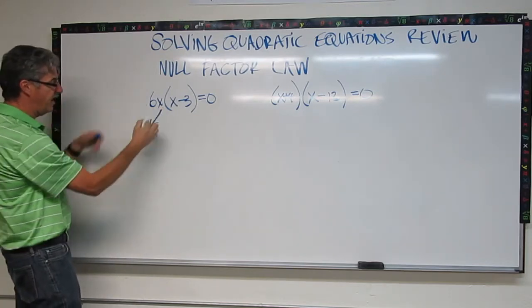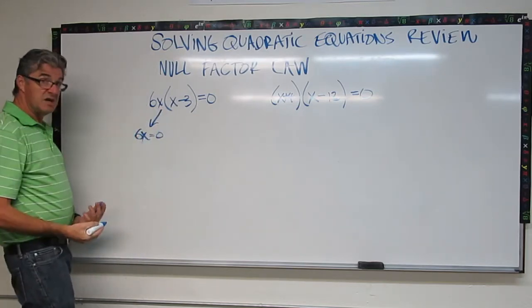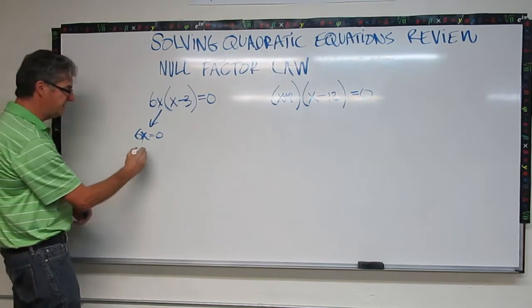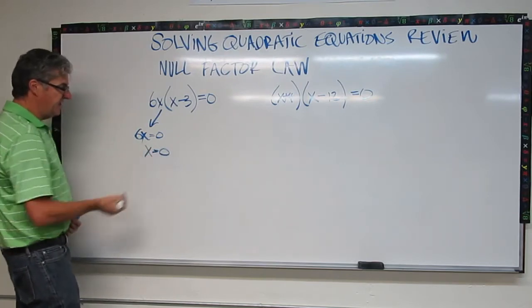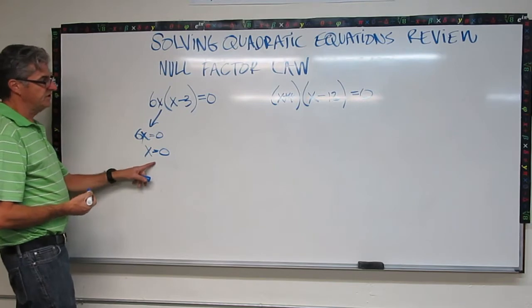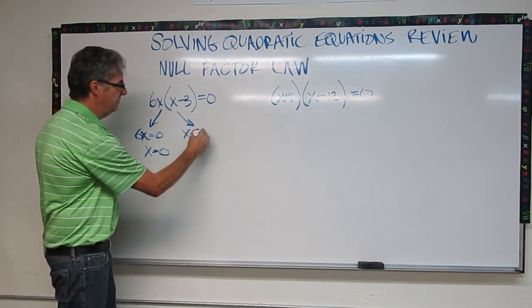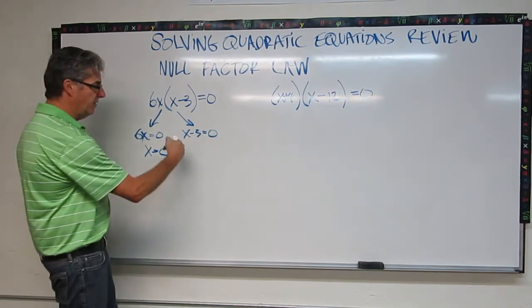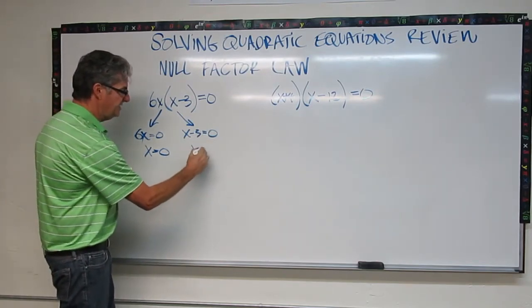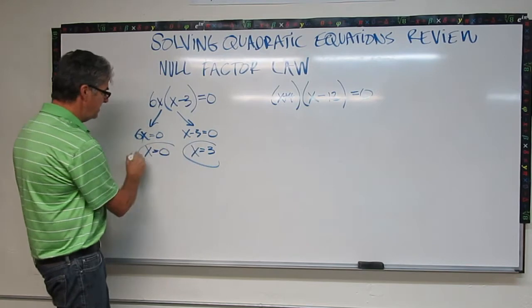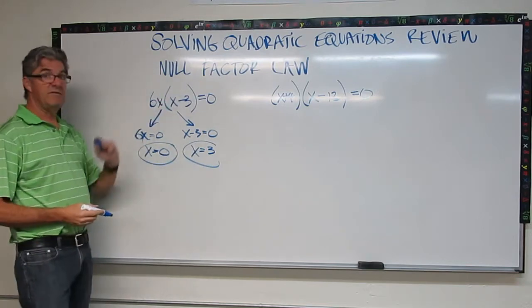6x, that's our first factor, equals 0, and we solve it. So we just divide through by 6. That leaves us x equals 0. So there's one solution. Now we branch it and we check this one. x minus 3 equals 0. Now I have to move my 3 over, add 3 to both sides, and I get x equals 3. So here are my two solutions for that quadratic using the Null Factor Law.